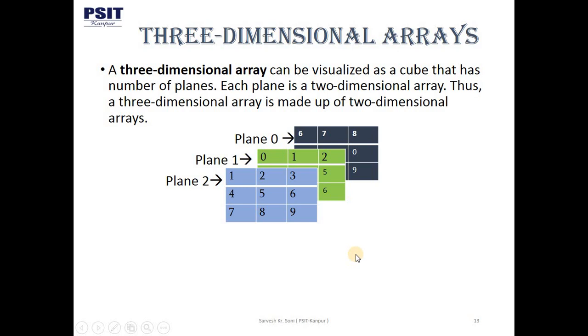So now if we talk about the three-dimensional array, as shown in this figure, a three-dimensional array can be visualized as a cube that has a number of planes, or you can say it consists of various 2Ds, and each 2D consists of various rows and columns. So each plane is basically a two-dimensional array. Thus a three-dimensional array is made up of two-dimensional arrays as shown in this figure.